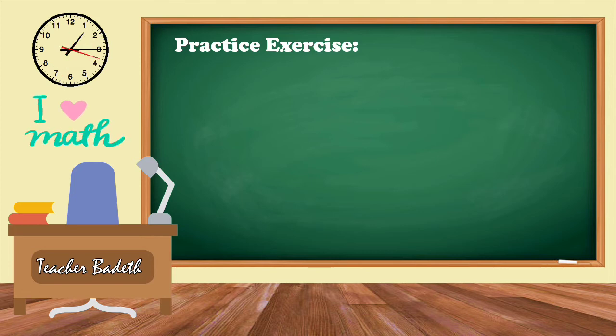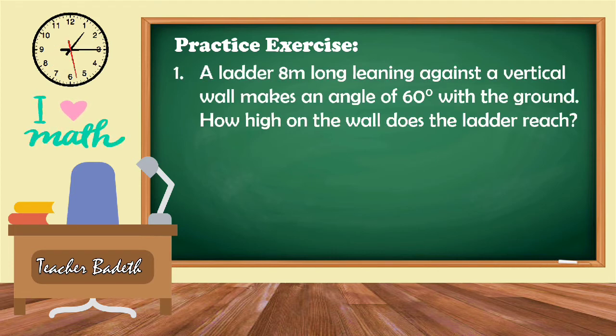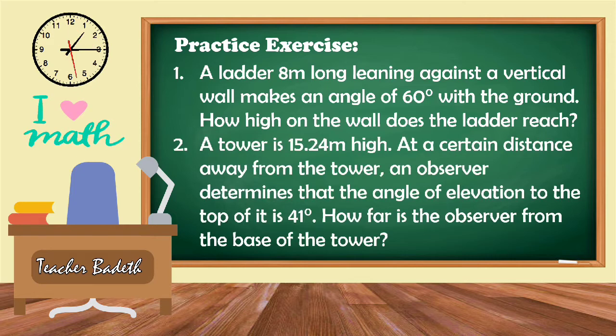What about you try to solve the following problems? Number 1. A ladder 8 meters long leaning against a vertical wall makes an angle of 60 degrees with the ground. How high on the wall does the ladder reach? Second, a tower is 15.24 meters high. At a certain distance away from the tower, an observer determines that the angle of elevation to the top of it is 41 degrees. How far is the observer from the base of the tower? You may pause the video to give you more time in solving.